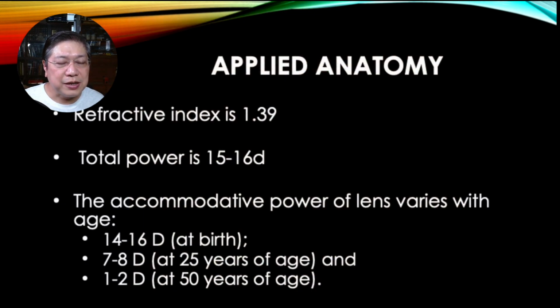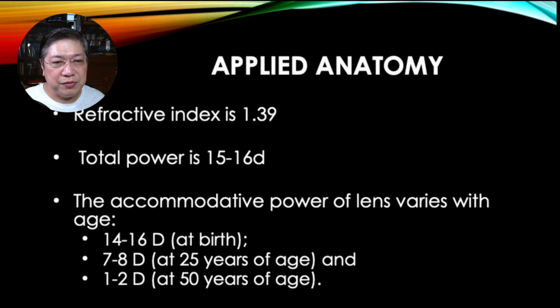And because of that, the refractive index and the power can be changed. Now, the refractive index is the index of the lens that is important when you're calculating what lenses you should place and how thick the lenses you should place. Now, the total power is about 15 to 16 diopters. Now, it changes the older you go.